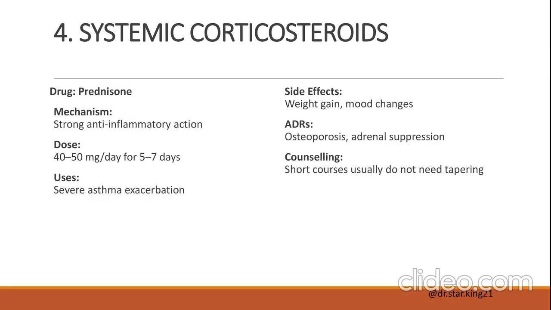Systemic corticosteroids. The drug includes prednisone. Oral corticosteroids are used in severe asthma exacerbation to rapidly control inflammation. The dose is 40 to 50 mg per day for 5 to 7 days. Coming to the ADRs: osteoporosis and adrenal suppression. And the patient counseling is that short courses usually do not need dose tapering.